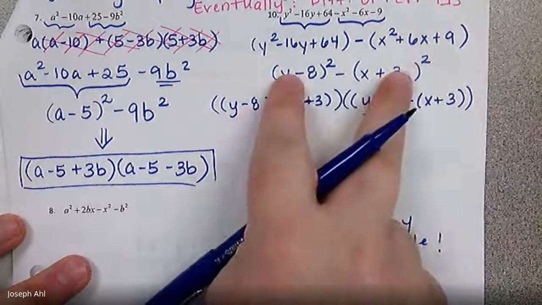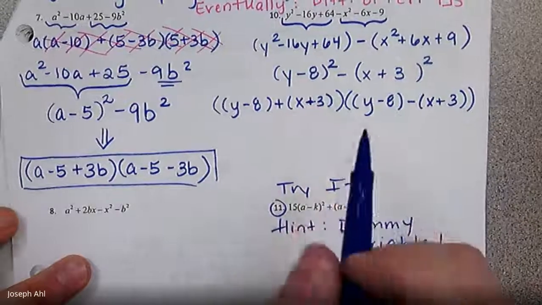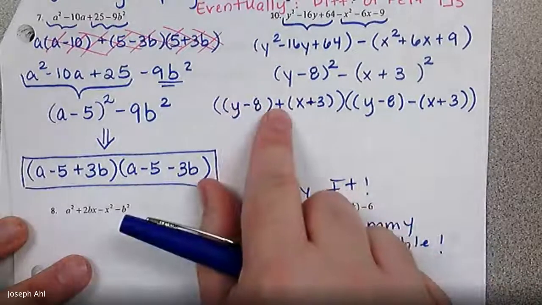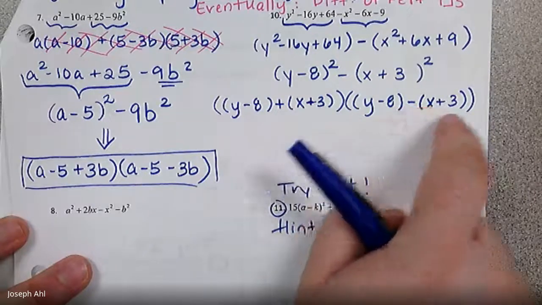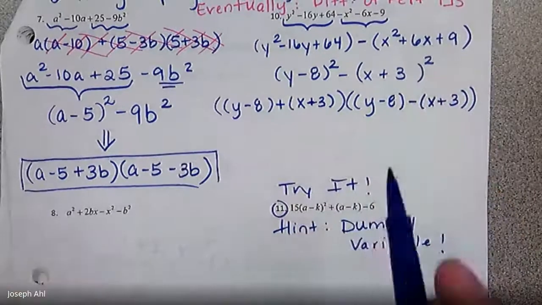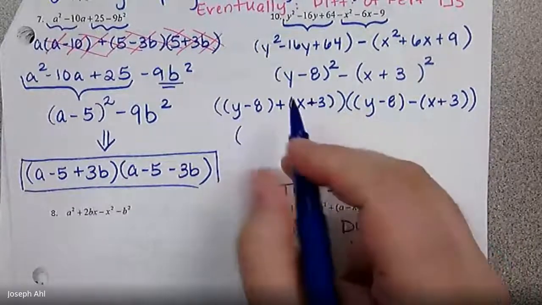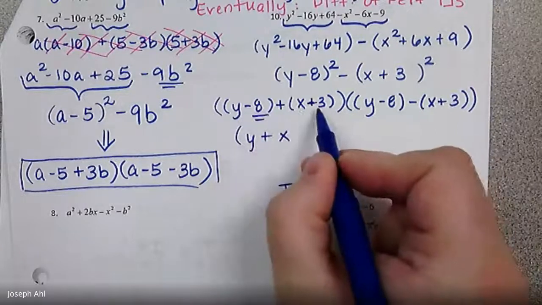So if we take the square root of these, it's this plus x plus 3 and then that minus x plus 3. The double parentheses are kind of important, not as much in the first case, but in this case over here, that negative belongs to the binomial x plus 3. So if you want to drop those into parentheses, that's okay. In this case, it would be y plus x, and then actually combine like terms.